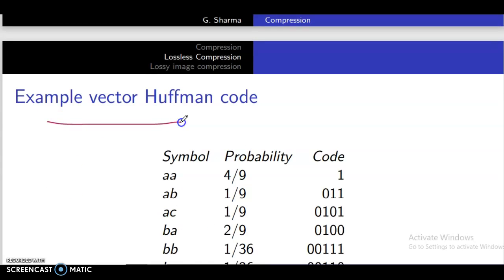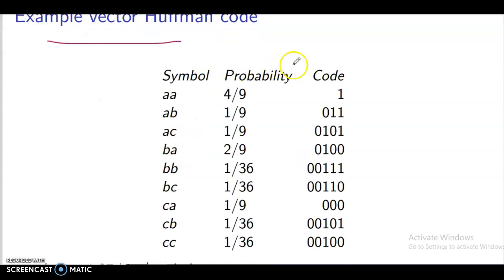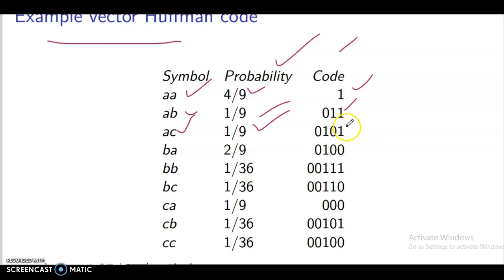Example, vector Huffman code. Symbol, probability, code. For AA, probability 4/9, code 1. For symbol AB, 1/9, code 011. For symbol AC, 1/9 probability, code 0101. For symbol BA, probability 2/9, code 0100.